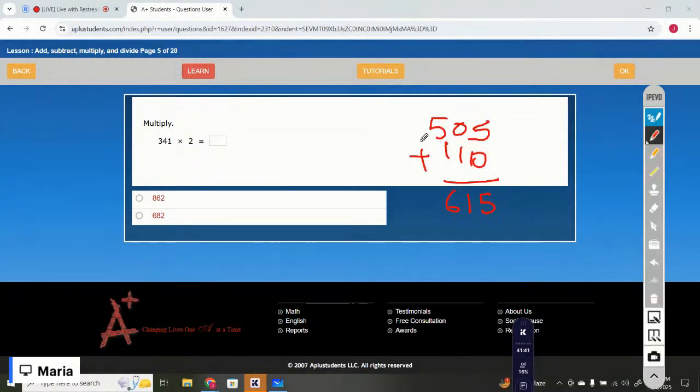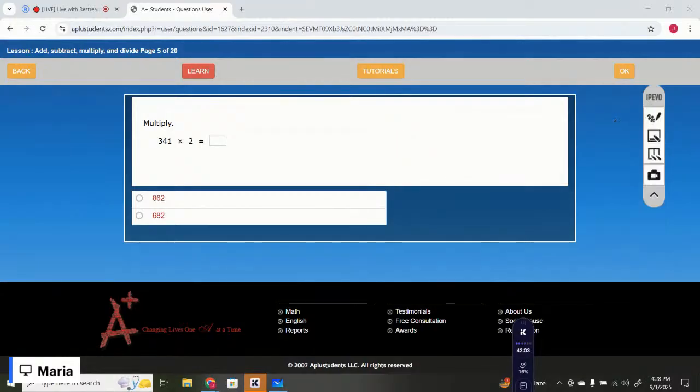341 times 2. Let's just multiply. 2 times 1 is 2, 2 times 4 is 8, and 2 times 3 is 6. That is 682. Option number 2 is the correct option, that is 682.